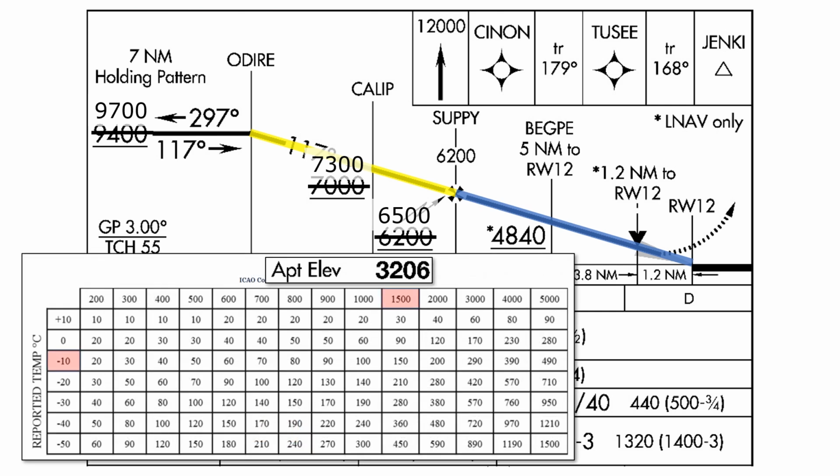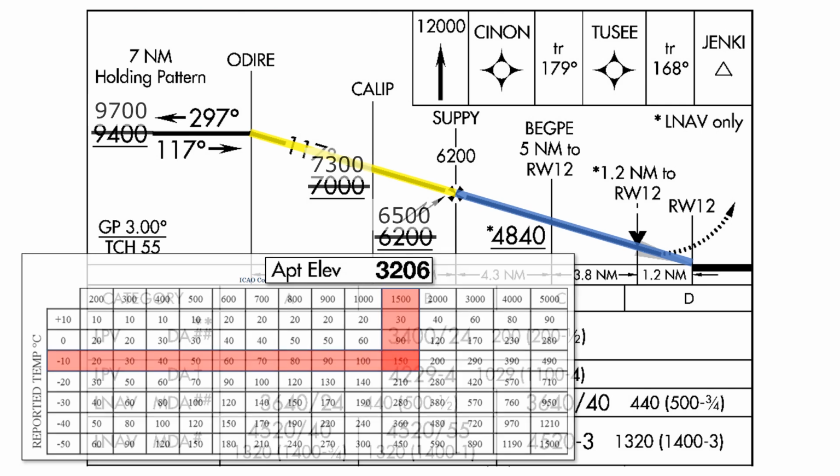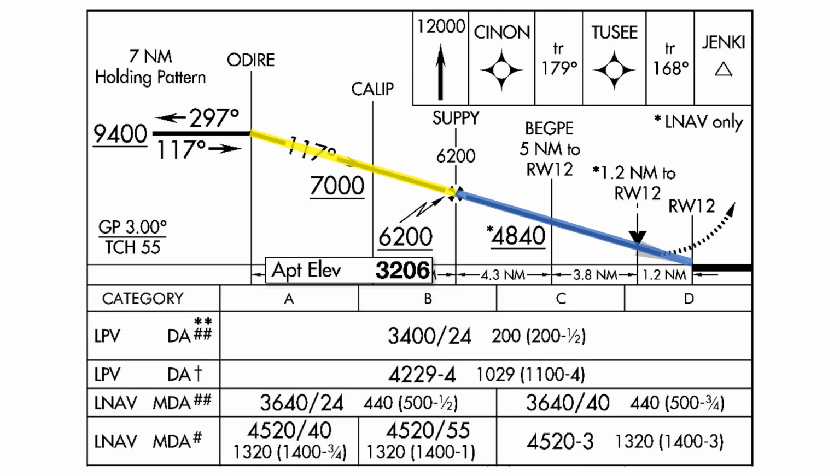We'll use the column for 1,500 feet just to be conservative. And again, we'll use the negative 10 row. This gives us a correction of 150 feet, which we'll apply to the MDA, making it 4,670, as well as to the step-down fix at Begpay, which is 4,990. So this is how we correct individual segments for the approach.